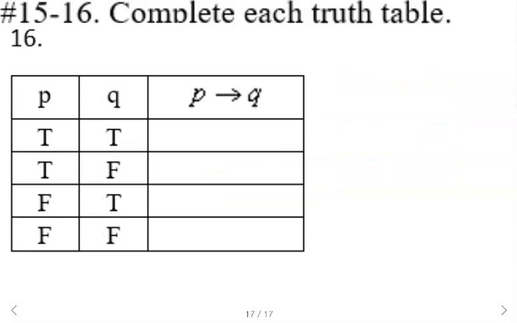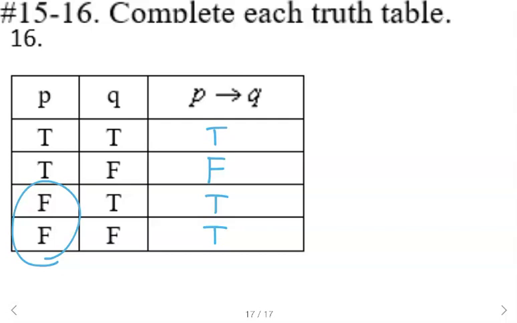For a conditional, the only time it's false is if the first part's true and the second part's false. That happens here. Every other time it's true. If the hypothesis is false, the whole statement is true. Excuse me, I said that wrong. If the hypothesis is false, the whole statement is true. The condition has not been met. The hypothesis has not been met. So the conclusion does not have to be true for the whole statement to be true.